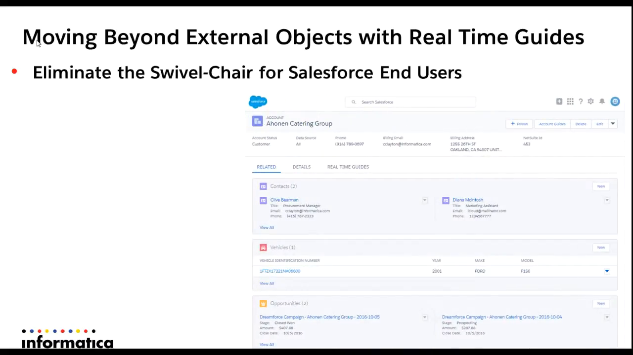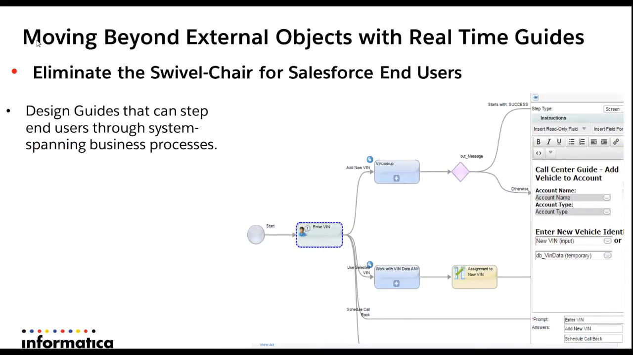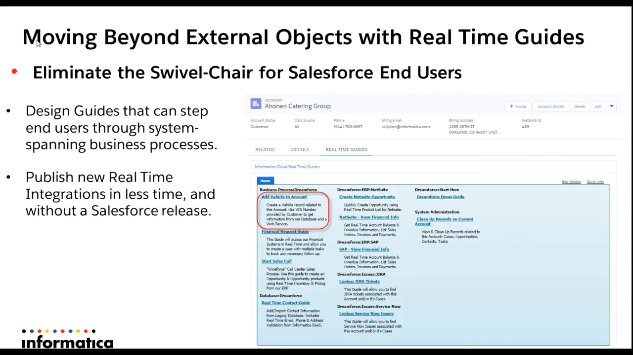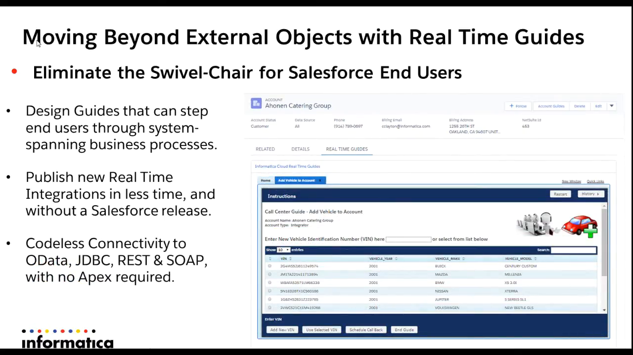Now really what this is about is eliminating the swivel chair for your Salesforce end users. And not just by creating external objects and increasing the amount of training, but actually designing guides that can step users through your system, spanning business processes. So whether the data lives in Salesforce or not wouldn't necessarily be relevant to the end user. And so you can publish these new real-time integrations in less time, and also they're not tied to a Salesforce release. And we're also looking at codeless connectivity to OData or JDBC, REST, and SOAP with no Apex required.